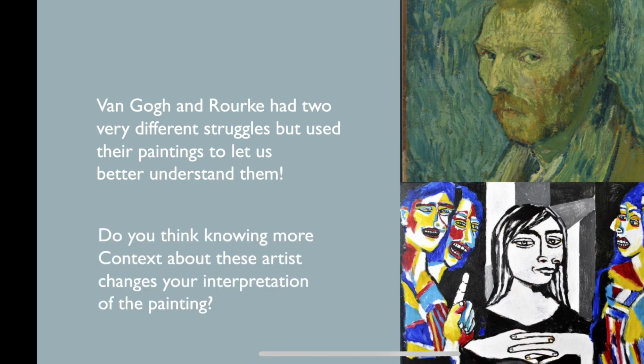All right, I have one more question about these two artists. Do you think knowing more context about them changes your interpretation of their paintings? So changes your understanding about what these paintings mean? Yep, go ahead. You're right. I think it really does, because in both cases, we didn't know that Nancy Rourke was deaf, and we might not have remembered that Van Gogh was homeless, but knowing those things helps us better understand maybe why they're feeling the way that they're feeling in their painting.